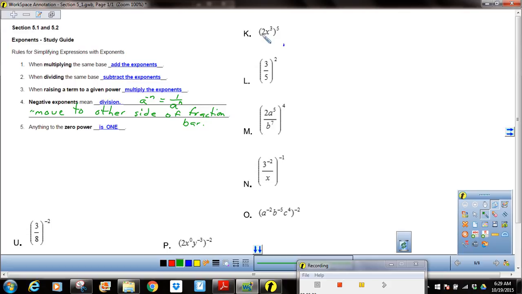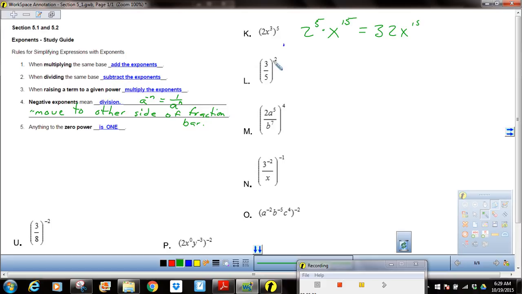The 2 is a coefficient, so I treat it just normally. I do 2 to the 5th power. And then times, this is the one that has exponents. A rule for exponents is when you raise a term to a power, you multiply the exponents. 3 times 5 is 15, so I end up with x to the 15th power. 2 to the 5th power is 32, so that simplifies down to 32x to the 15th.